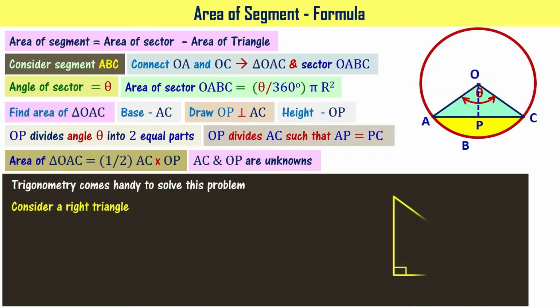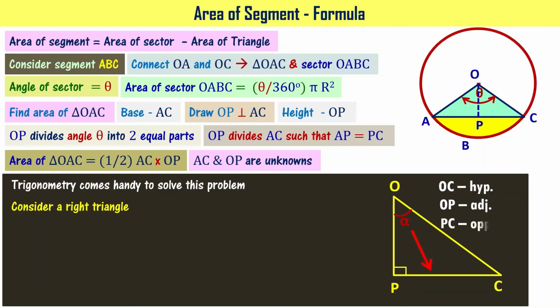Let us consider a right triangle as shown in the figure. Triangle OPC, angle P is the right angle. OC is going to be the hypotenuse of the right triangle. And if I consider angle O, that is alpha, OP is going to be the adjacent side to angle alpha. And PC is going to be the opposite side to angle alpha, right?